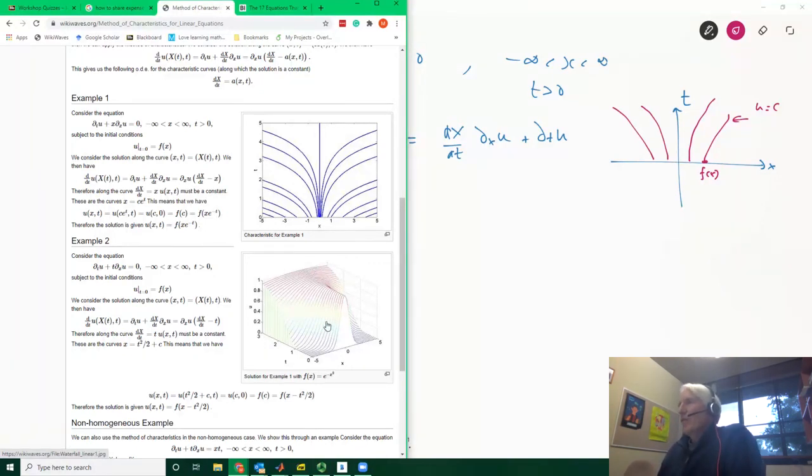Okay, and remember, if you click on that, you'll find the code for how to do that and how to draw that picture and draw the characteristics. You're asked to do that for your assignment. Okay, I'm going to finish there for this part and then I'll do the next two examples.